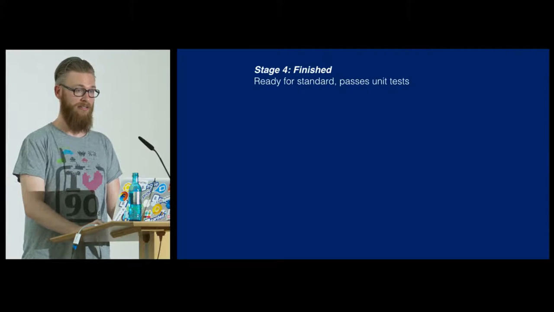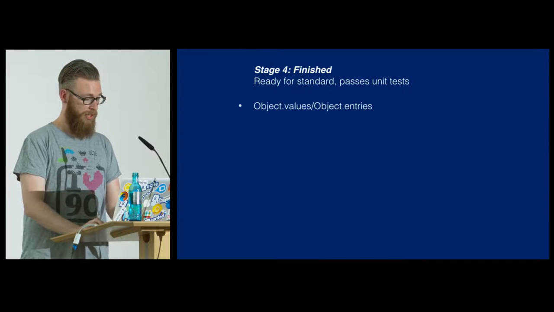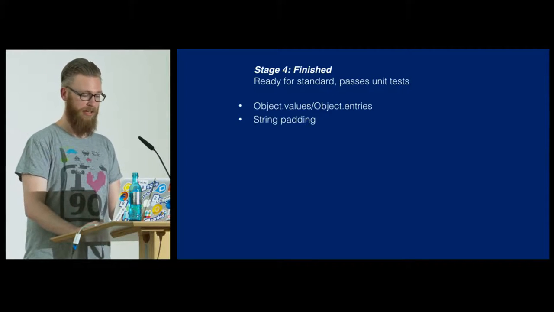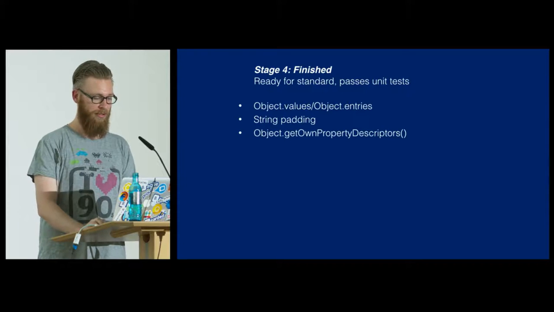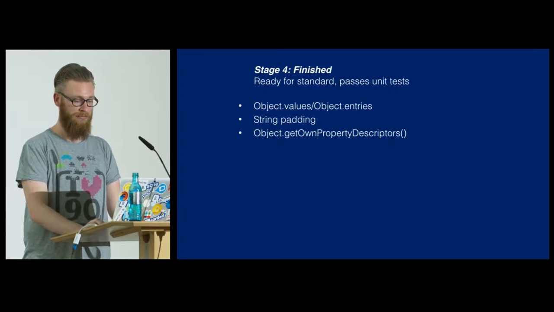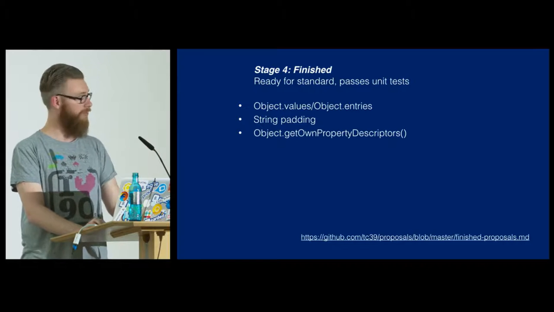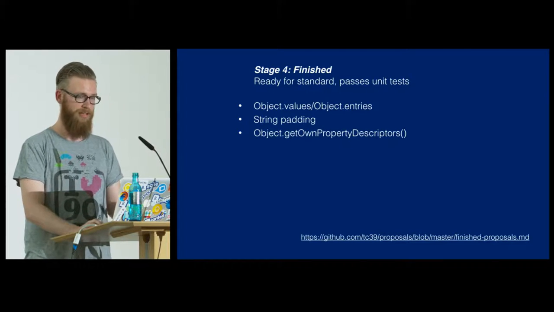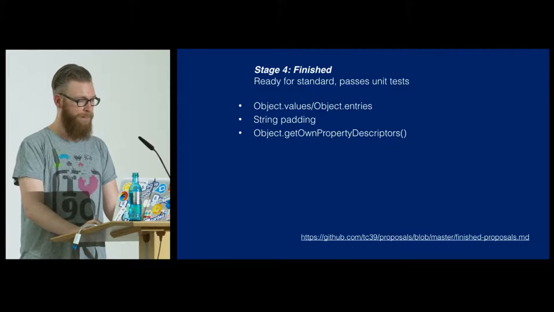So I'll just talk about the stages then. There's this finished stage, the things that we are probably having in ES next year. It's Object.values and Object.entries, string padding, and Object.getOwnPropertyDescriptors. Those are the three that are coming. You can find that in this URL, which I will share in my slides so you can easily find it.